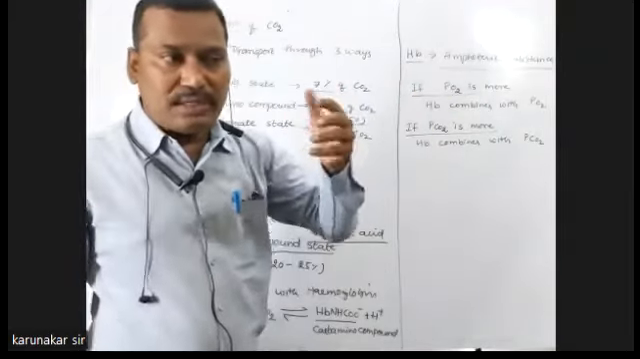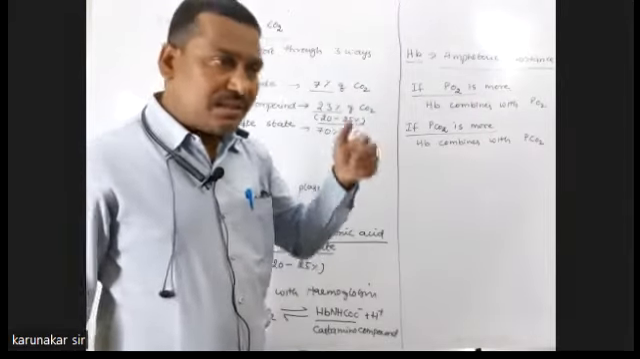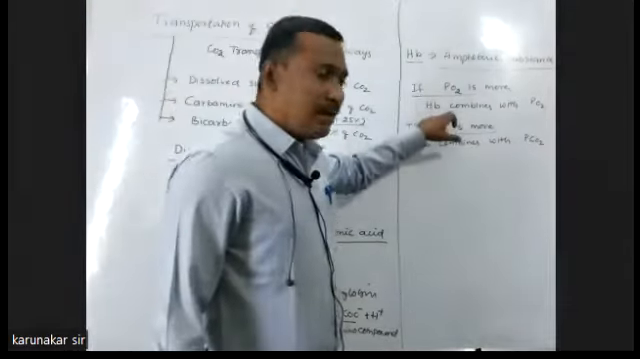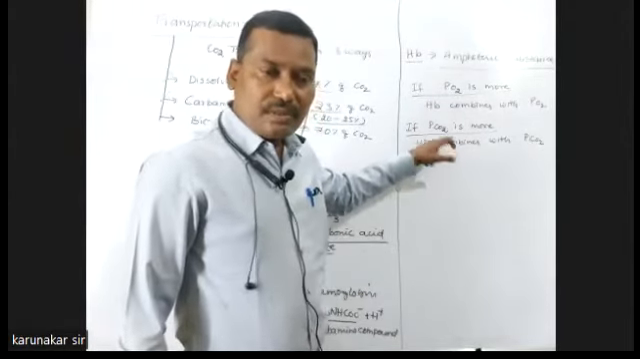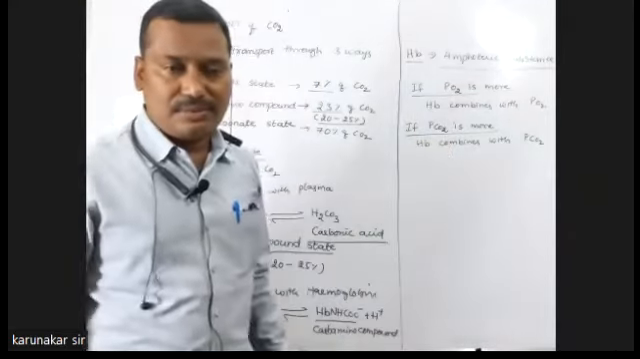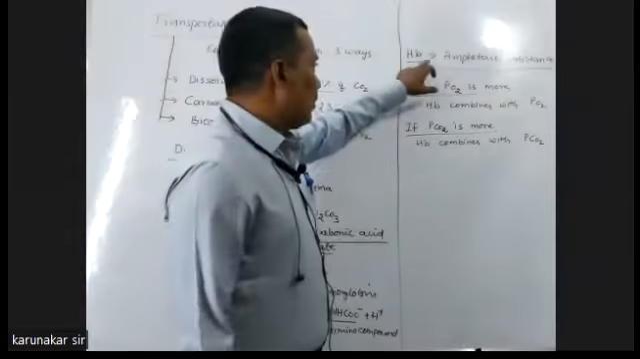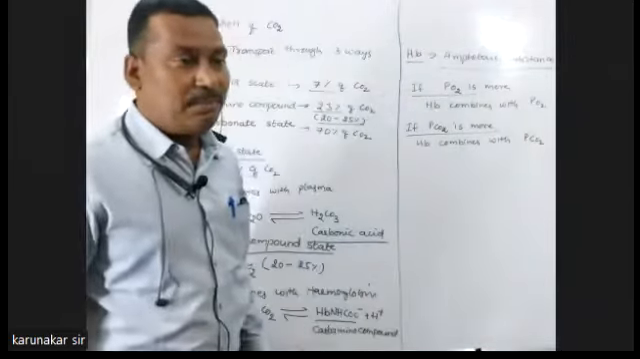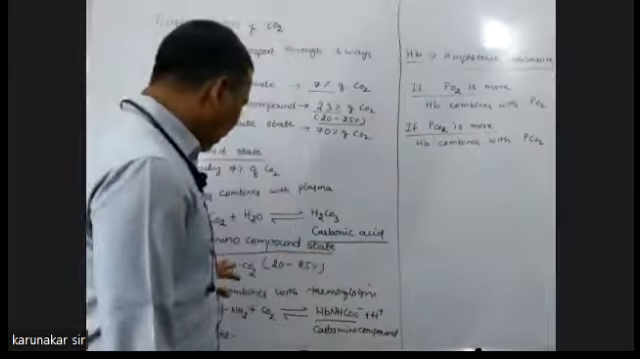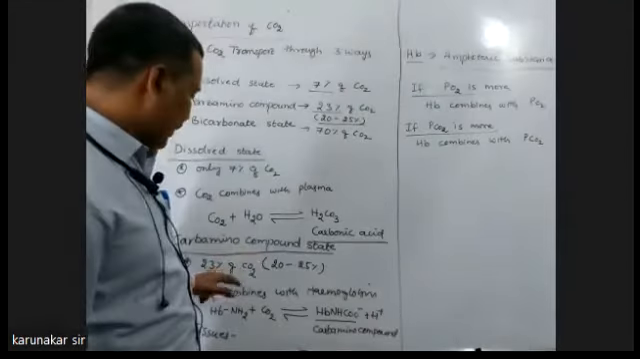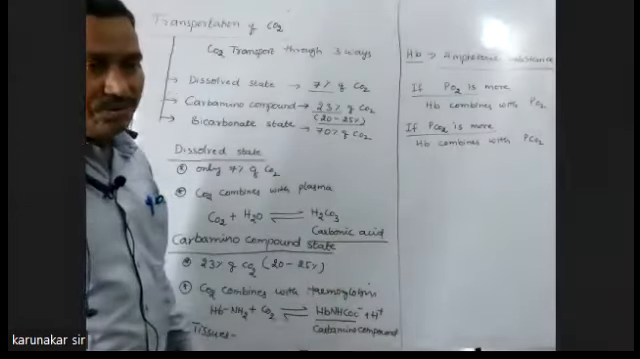What is meant by an amphoteric substance? If oxygen is more, hemoglobin combines with oxygen. If carbon dioxide is more, hemoglobin combines with carbon dioxide. It combines with two substances, two gases. That's why it is called an amphoteric substance. This is about the carbamino compound state. Through it, 23% of carbon dioxide is transported in our body.